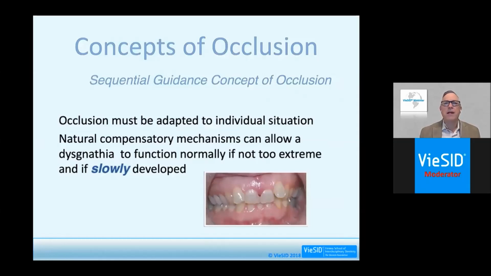Professor Slavicek studied nature and what occurs naturally. From this evidence, he developed the concept of sequential guidance. The basic rules recognize that occlusion must be adapted to an individual's situation, and the natural compensatory mechanisms can allow a dysgnathia, which is a collective anomaly of the system, to function normally if they're not too extreme, and very importantly, if they slowly develop.